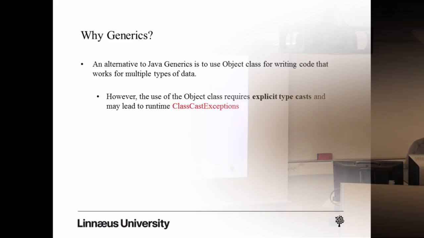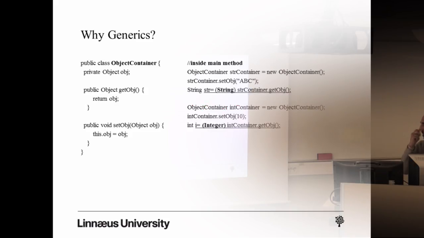So moving forward, as we said earlier, why generics? An alternative to Java generics is to use the object class. Before Java generics, we were using the object class, but the problem with the object class was that we need to explicitly cast the values. Otherwise, we will get a class cast exception. So here is an example.